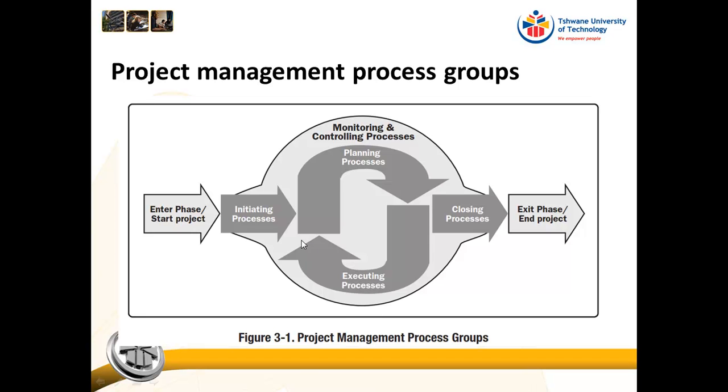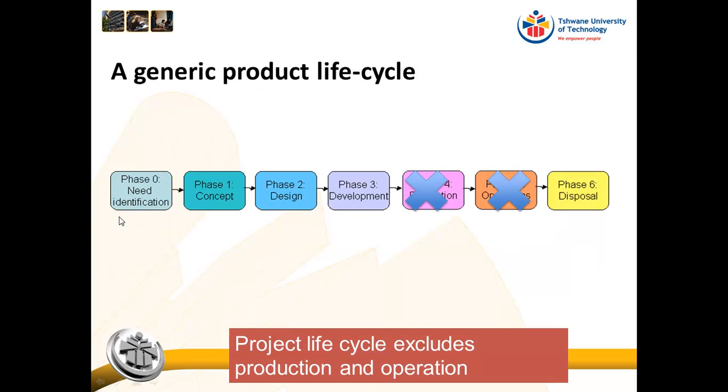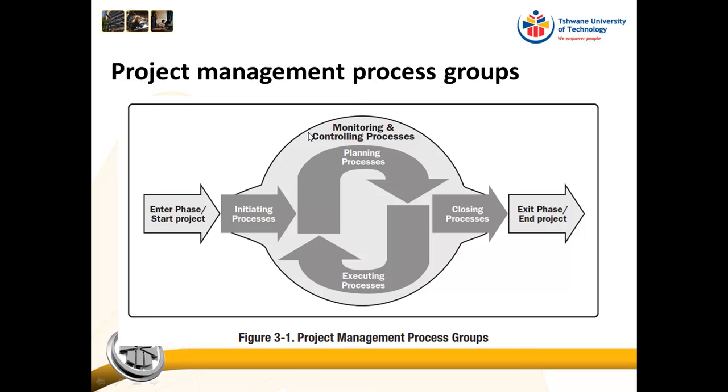Okay. Then of course we execute that plan, and the monitoring and controlling happens all the way from initiating to planning to executing and to closing. Right, and then we close the phase, and you can see there is exit phase or end project over here. So the difference is that the phases basically break down the product life cycle into manageable pieces, whereas the processes are the project management processes that we need to do in each phase.